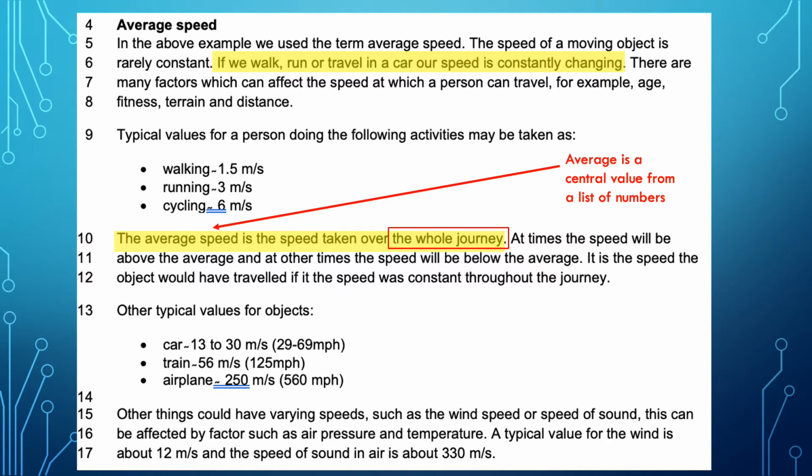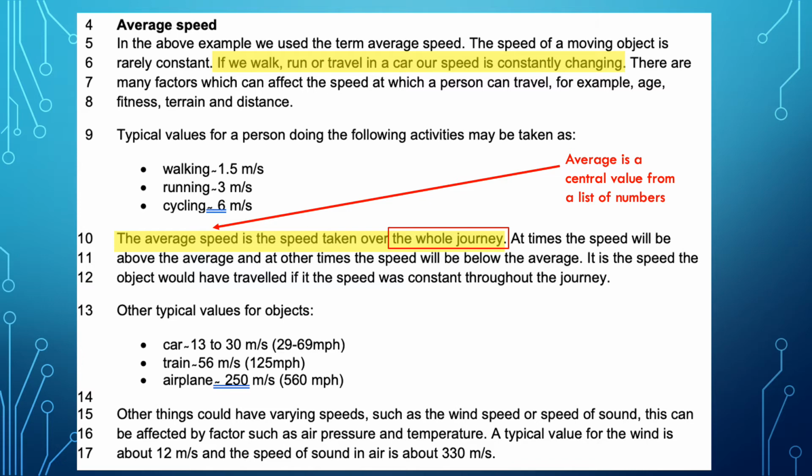Some other typical values that you might want to know is that cars travel from 13 to 30 meters per second, which translates into 29 to 69 miles per hour. So if that relates better to you, then you can think about how fast that is. And there are some other ones for a train, for an airplane. And in science, especially in physics, we're going to be working with things like the speed of sound, or the speed of light. The speed of sound travels about 330 meters per second.